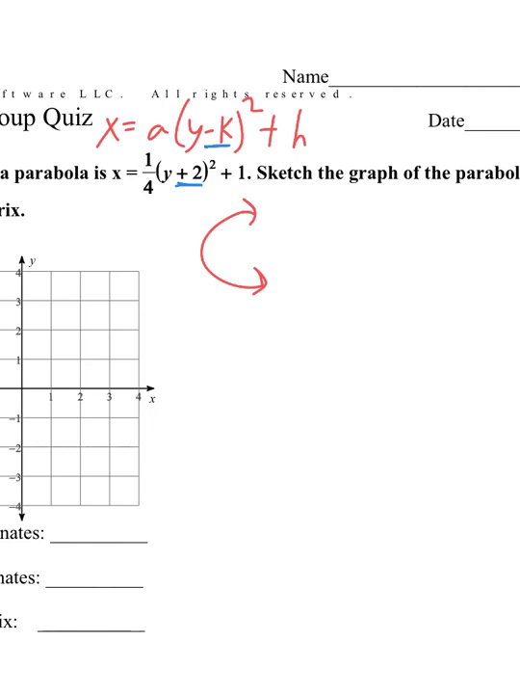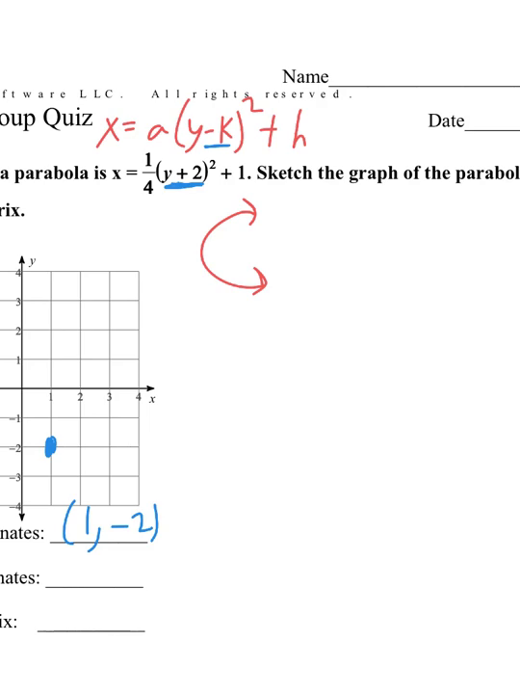So what I mean by that, the vertex of this is actually going to be the x-coordinate is the one on the outside again, and the y-coordinate is the opposite of the one with the y, so -2. So we're sitting at (1, -2) for the vertex. Then we need the focus, and we need the directrix, and we need to just sketch the graph.